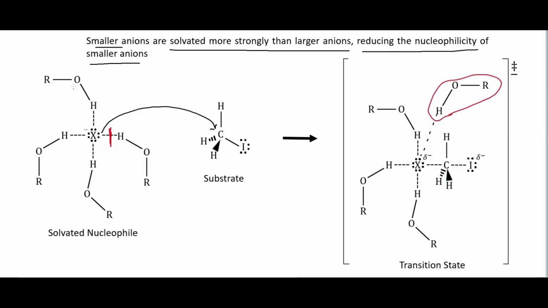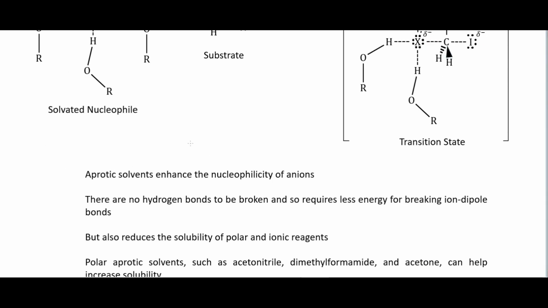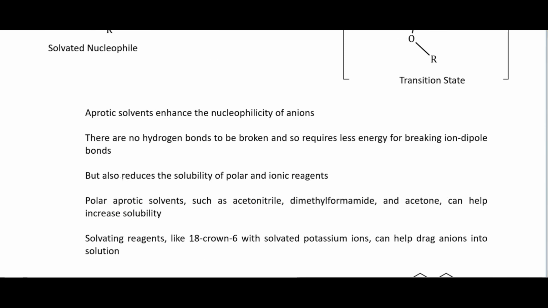So here, it's like this hydrogen bonded to an ion, where if you have an aprotic solvent, it's going to be less strong because you're not going to have that sort of hydrogen bond to the ion there. So yeah, there are no hydrogen bonds to be broken, and so it requires less energy for breaking ion dipole bonds. But it also reduces the solubility of polar and ionic reagents, so there's kind of a trade-off there.